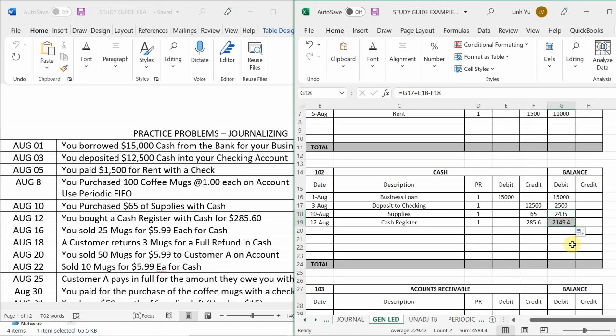Right. So in this case, we started off with $15,000. We deposited $12,500. Then we spent $65 for supplies, and then we just bought a cash register for $285.60. So you should have left $2,149.40 on hand. So that was just a cash register.